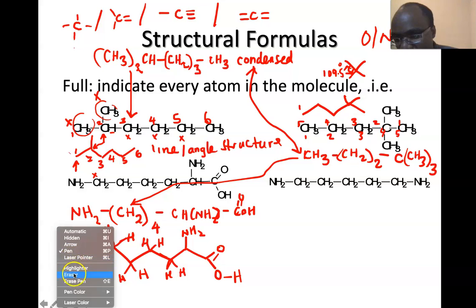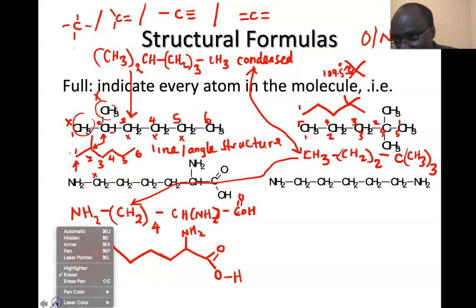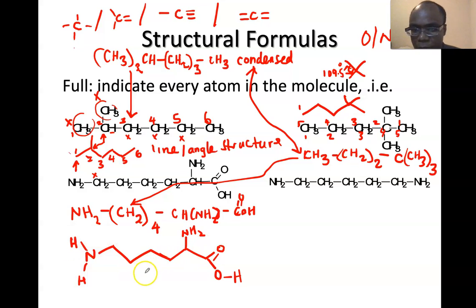For the line angle formula, we get rid of those hydrogens, and we just leave the line angle, because we know each of the corners, each of the V's where the bonds are meeting, is a carbon. So that's how I'll draw the line angle formula for this one. So this will be the line. So that's the condensed. This one is a condensed structure. This is the line angle formula or structure.